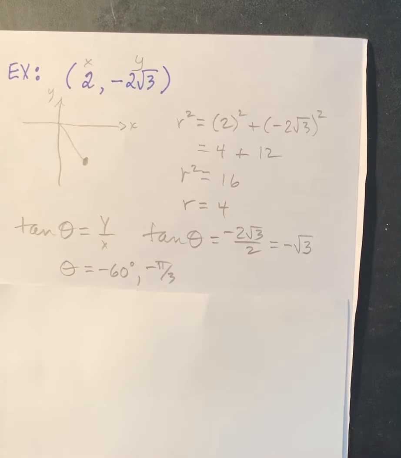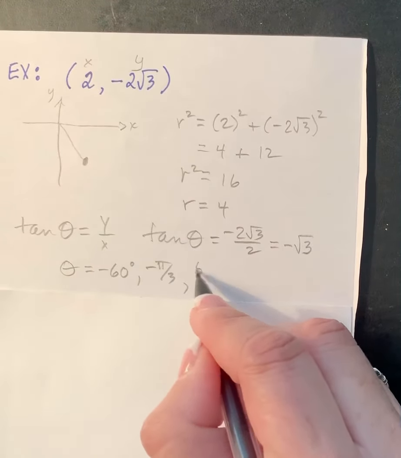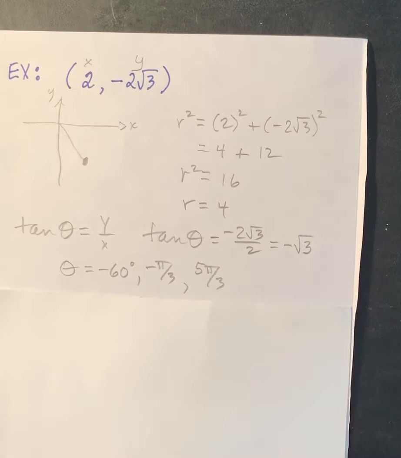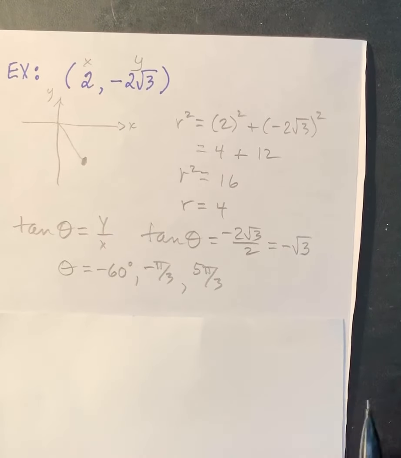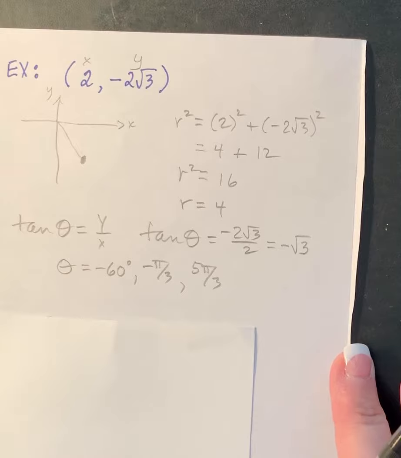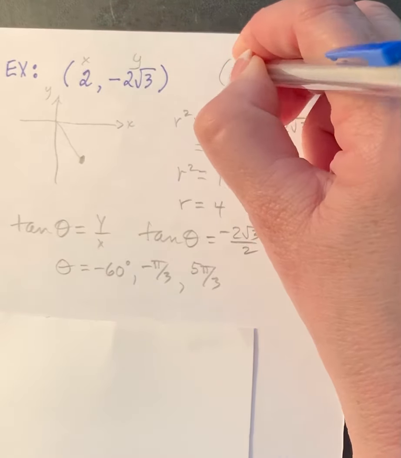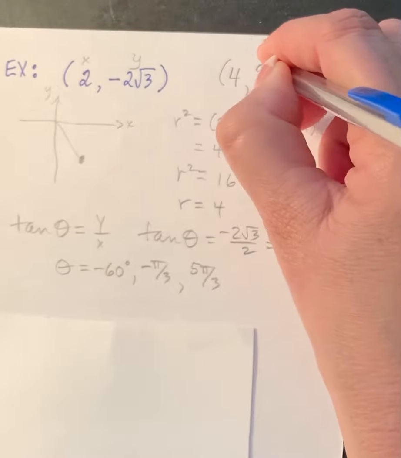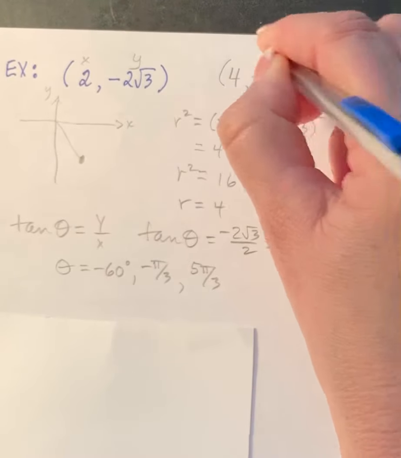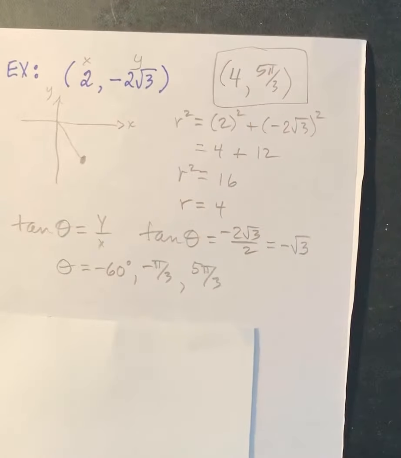And you can do a negative angle if you like. Or you could call it 5 pi over 3. You have all these choices, okay? Any of those are quite reasonable. So I'll just go with 4, comma, 5 pi over 3. All right, but you can choose.